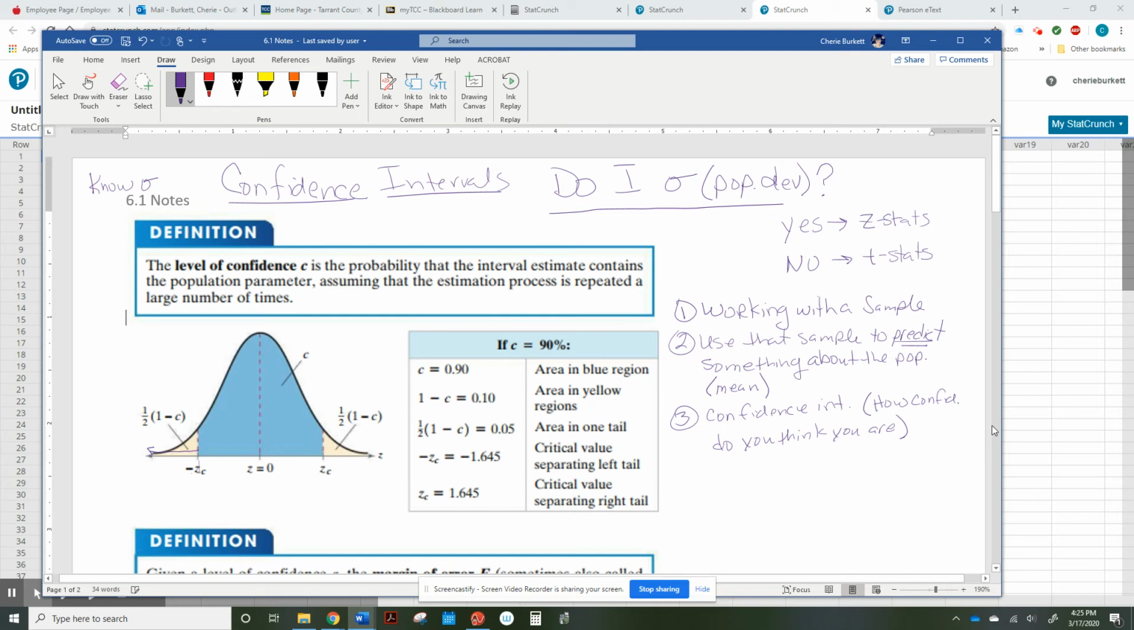Now I'm going to do the first example. I'm going to use StatCrunch first because I want you to see that it's really easy, but I'm also going to show you how to do it by using the formulas that I'm going to give you on your formula sheet.